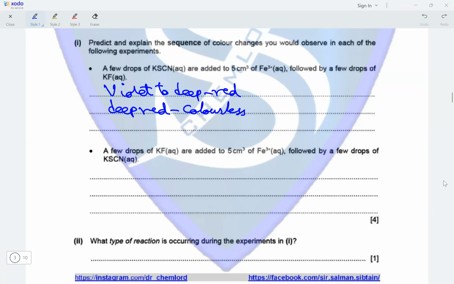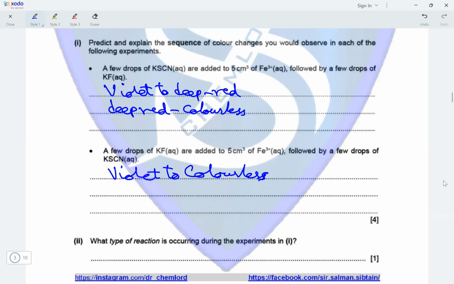Next, a few drops of KF are added to 5 cm cube of Fe3+ aqueous. So here the color would change from violet to colorless, but followed by a few drops of KSCN. The complex formed with fluoride is more stable than the complex that can form with the thiocyanate ions. So fluoride being replaced by thiocyanate ions will not occur.